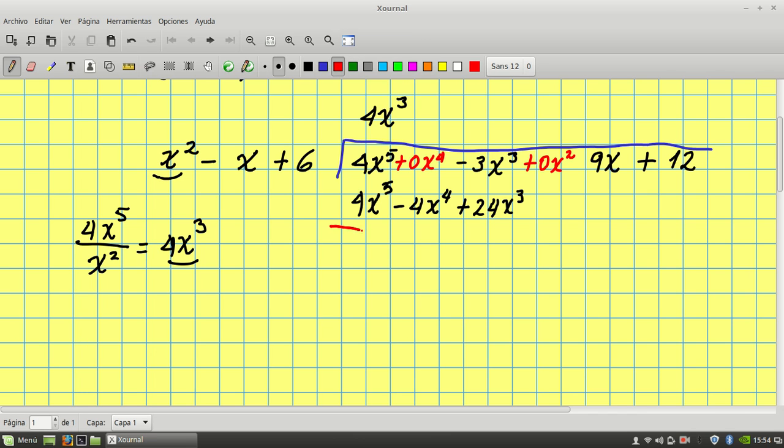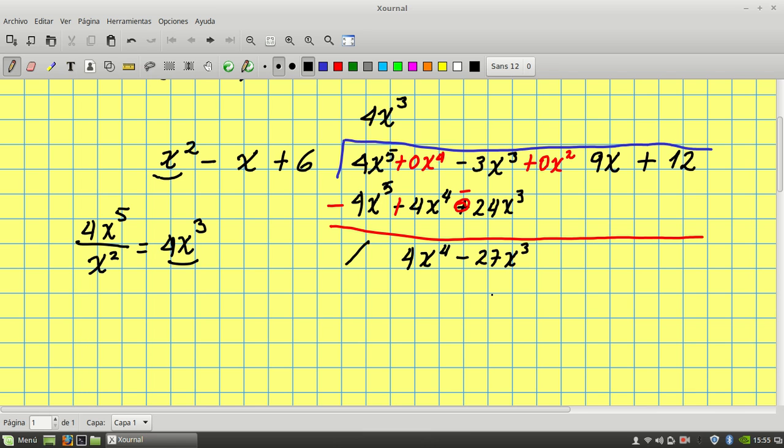So I'm going to subtract these two polynomials. As it's a subtraction, I'm going to change the signs here. This negative becomes positive, and this positive becomes negative. Okay, because it's a subtraction. So after I subtract, what I have here is nothing. Here 0 plus 0x to the 4th power plus 4x to the 4th power is 4x to the 4th power. And here negative 24 minus 3 is going to be negative 27x cubed.